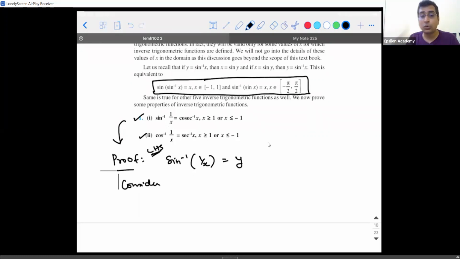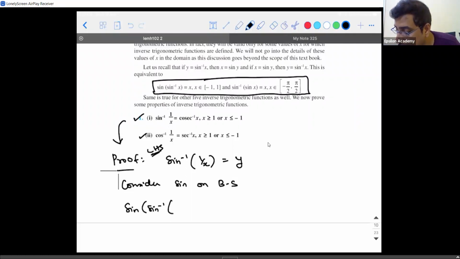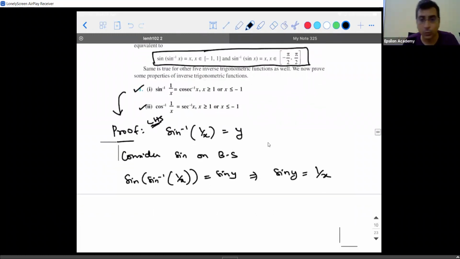Now what should I take? I should take sine on both sides. How did I understand that it should be sine? Because I have sine inverse. Had it been cosecant inverse, I would have considered cosecant on both sides. So sine of sine inverse of 1 by x is equal to sine y. So sine y will be equal to 1 by x. Then what is going to be the value of cosecant y? x.